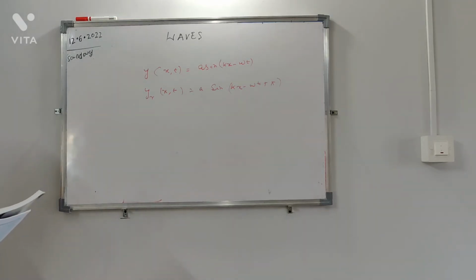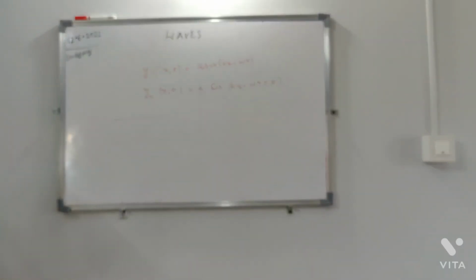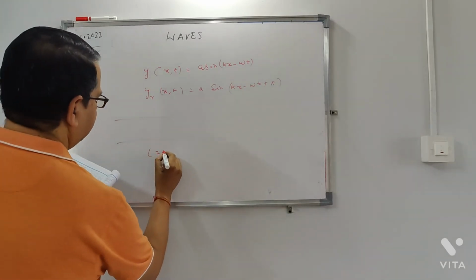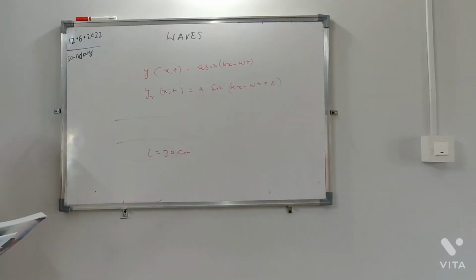So a pipe of 30 centimeter long is open at both ends. So I have a pipe, it is open at both ends, and its length is 30 centimeter. What is the harmonic mode of the pipe resonant at 1.1 kilohertz?